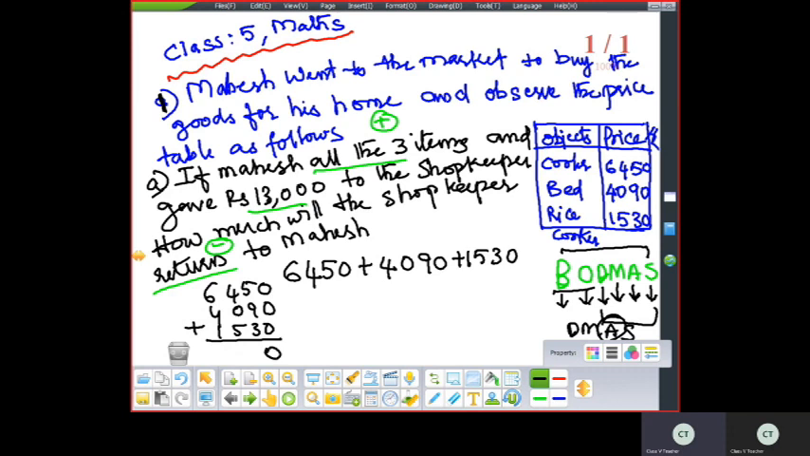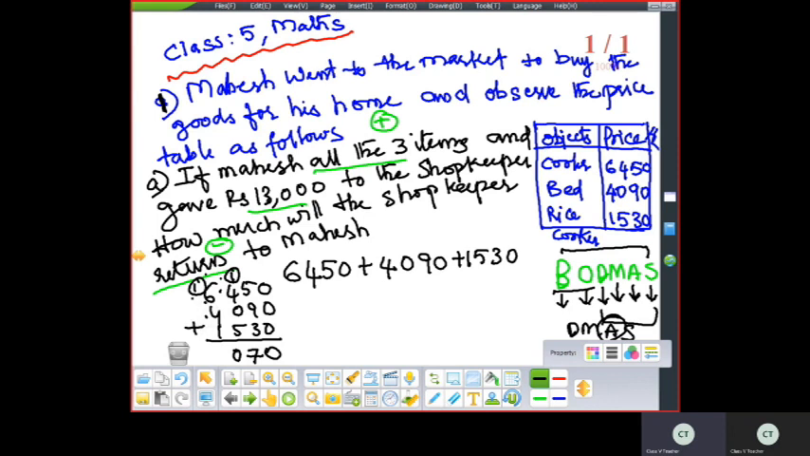Addition. 0. Then 17, 7 will be this side. 1 is carry over. 4 plus 1 is 5. 5 plus 5 then 0. Again 1 is carry over. So 6 plus 1 is 7.